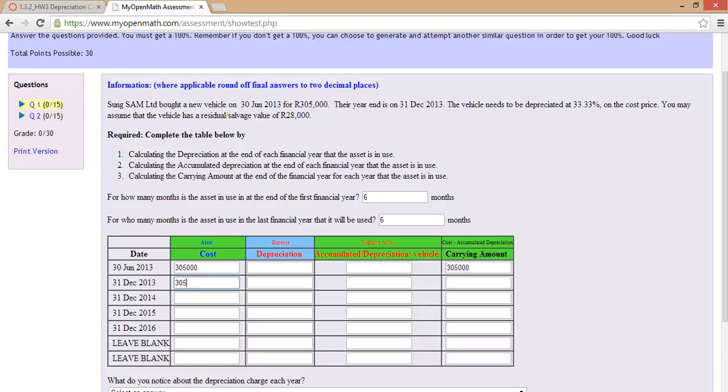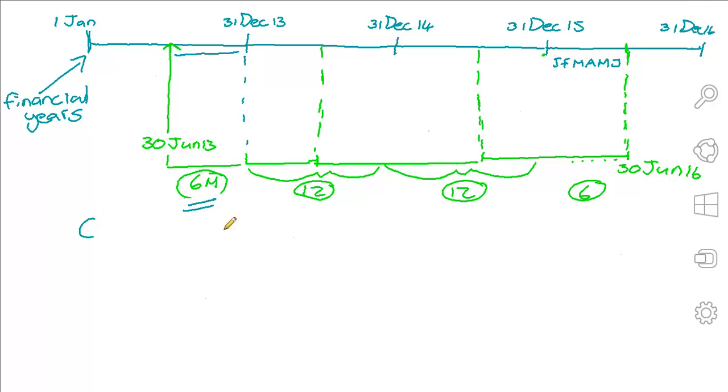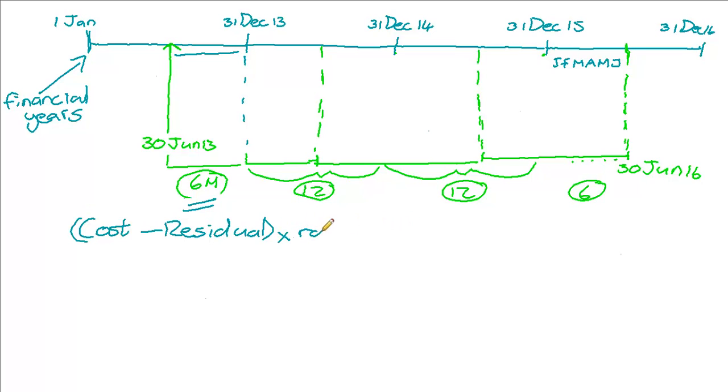Firstly, we can fill in my cost. It's going to remain the same at 305,000 Rand. My depreciation will be calculated at 33% on the cost price, which is a straight line method. So the formula for that is my cost price minus the residual value, and then I can multiply this by the rate that we've been given, and then finally I can multiply this all by the months that the asset was in use over the total months in 1 year.